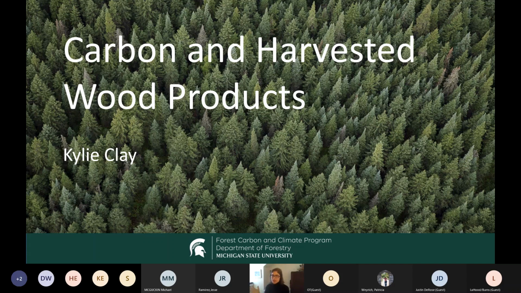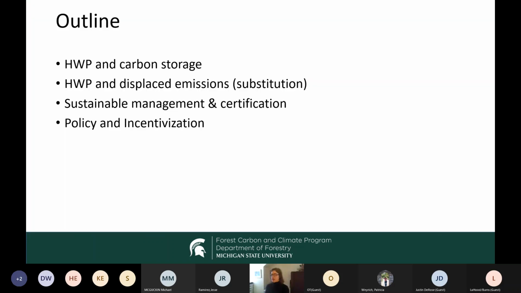So I'll be presenting on carbon and harvested wood products. A little outline of what we'll be looking at: harvested wood products and carbon storage, what that looks like, actual carbon storage and how we think about it; displaced or substituted emissions for alternative products, which is where we really see harvested wood products having the biggest bang for its buck; then the importance of sustainable management and certification in ensuring some of those carbon benefits, in addition to a host of other environmental and social benefits; and a quick discussion on policy and incentive programs to encourage sustainable and efficient harvested wood product use and carbon storage.